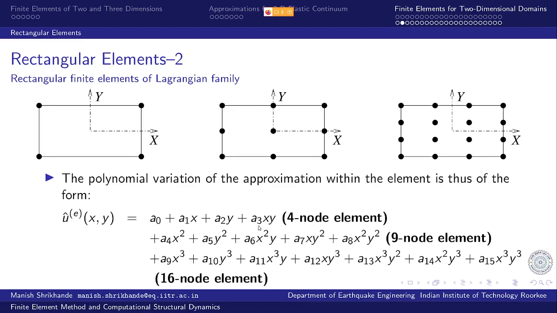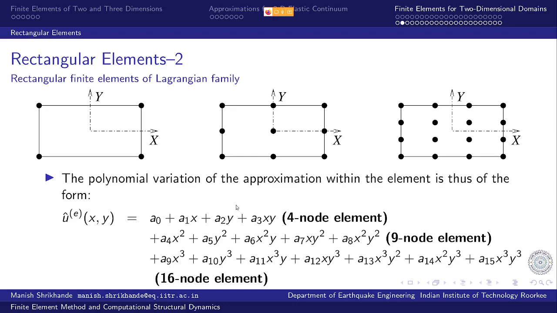So that requires a 4-term polynomial interpolation, which is given by a0 plus a1x plus a2y plus a3xy. You can see here that the complete polynomial is still first degree. So the convergence characteristics would still be defined by this complete polynomial. This xy term is extra. It is a spurious term that has to be included in order to ensure the unique valued polynomial variation within this 4-node element geometry, right?